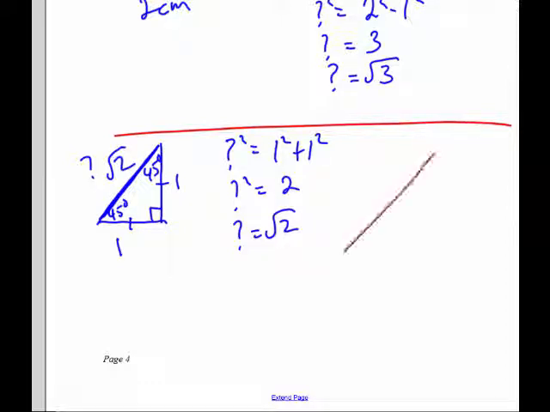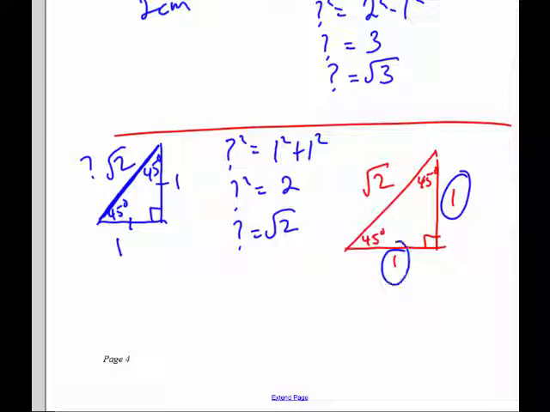Alright, so what we're saying is that in any 45, 45, 90 degree triangle, the ratio of the sides is 1, 1, and root 2. If this triangle was triple in size and it was a 45, 45, 90, this would be 3, this would be 3, and this would be 3 times the square root of 2. Okay, second triangle whose ratios you need to know.